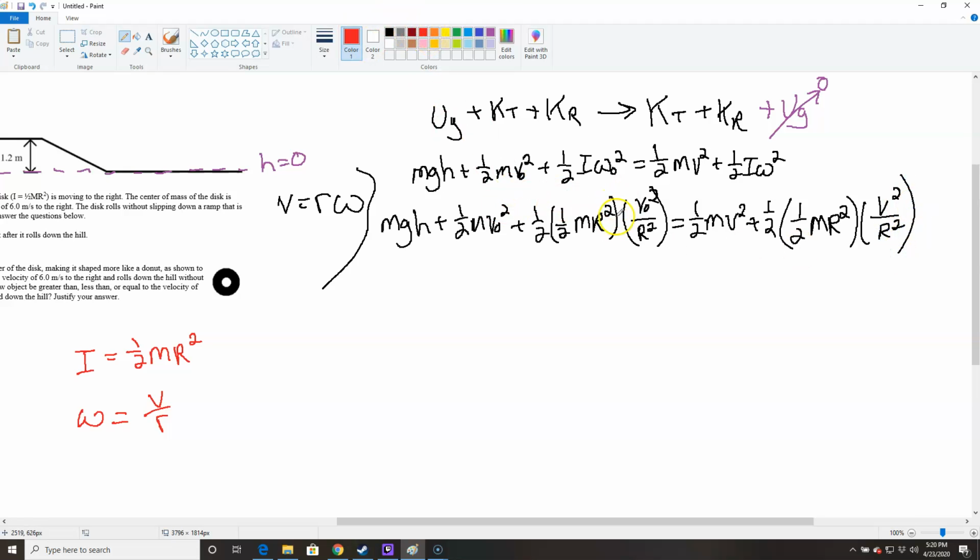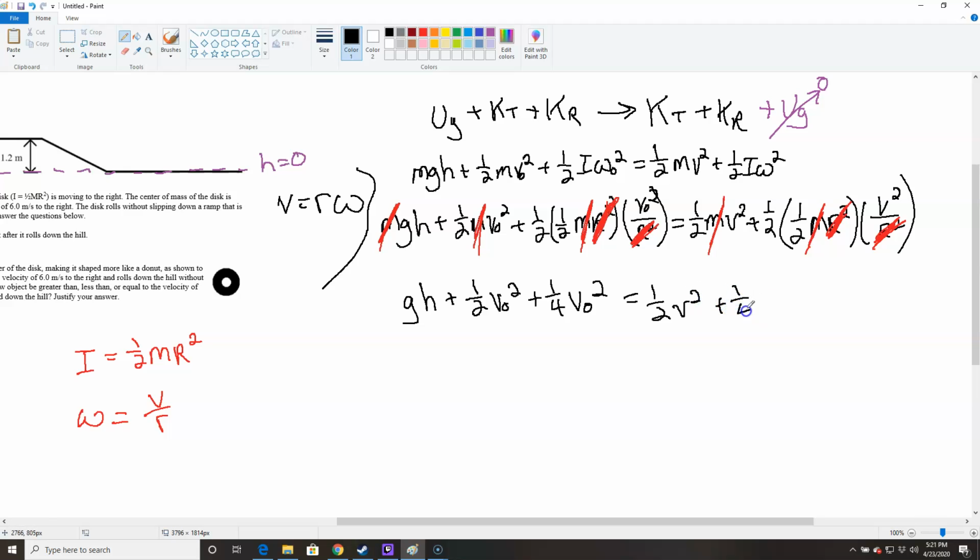There's some good cancellation I can do. As you remember from the formal lab, the radius does not impact the speed as it rolls down, and neither does the mass. Mass finds its way in all 5 terms. So, takes us to gh plus a 1/2 v naught squared plus a 1/4 v naught squared. That will equal a 1/2 v squared plus 1/4 v squared. Simplify a little bit more. gh plus 3/4 v naught squared equals 3/4 v squared.